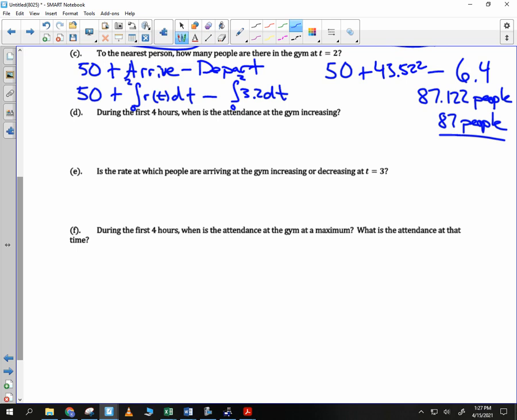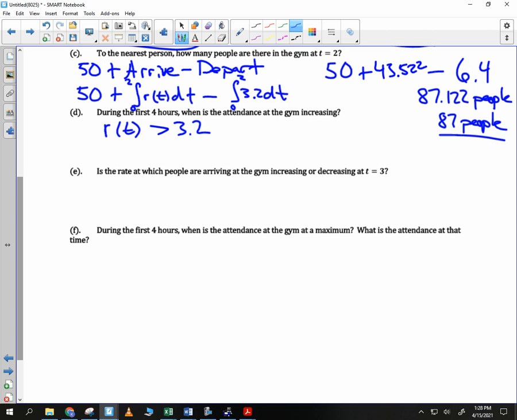All right, during the first 4 hours, when is the attendance at the gym increasing? Tell me something about people arriving and people departing. How am I going to know if it's going up? Thinking about arriving and departing. If the rate at which people are arriving is greater than the rate of the people departing, then the attendance is increasing, right? So let's look at that. When is R of t, the rate at which they're arriving, greater than what? 3.2.